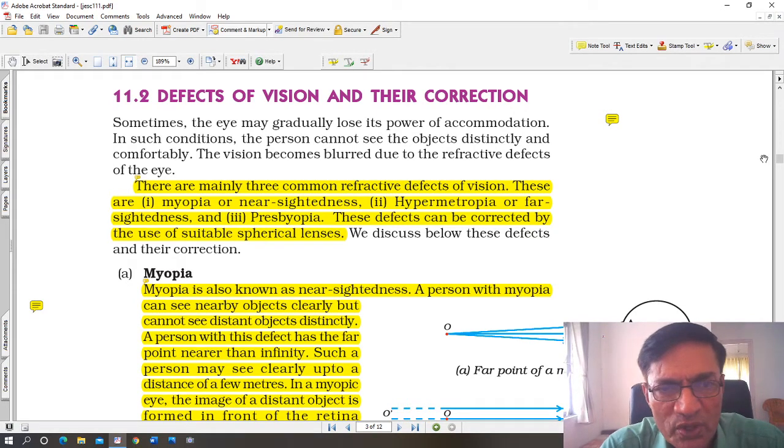Okay, good morning students. Now let's carry on with the physics lesson number 11. We have reached up to defects of vision and their correction. Now we know that the human eye is absolutely superbly designed to capture light and form images. Along with the brain, it is able to give us an idea of the world around us. Alright, now defects of vision and the correction.